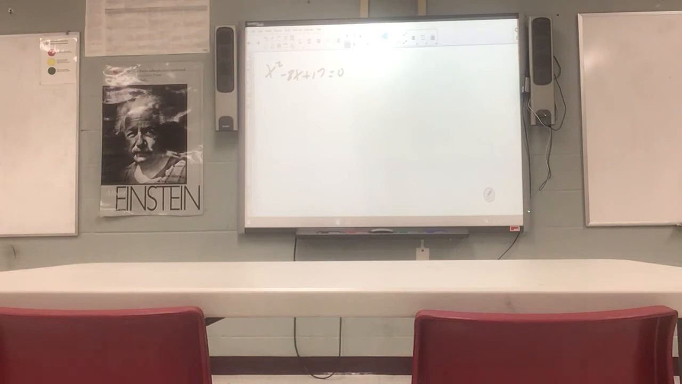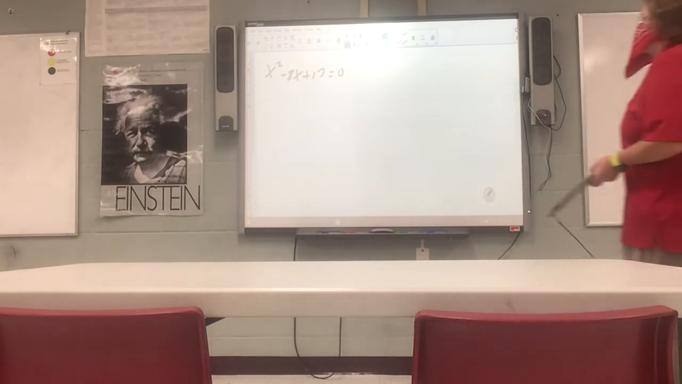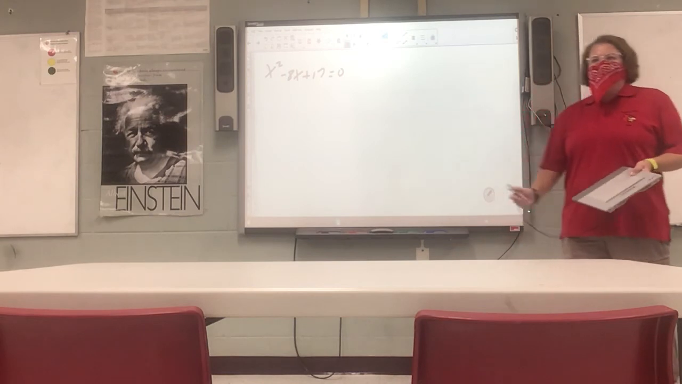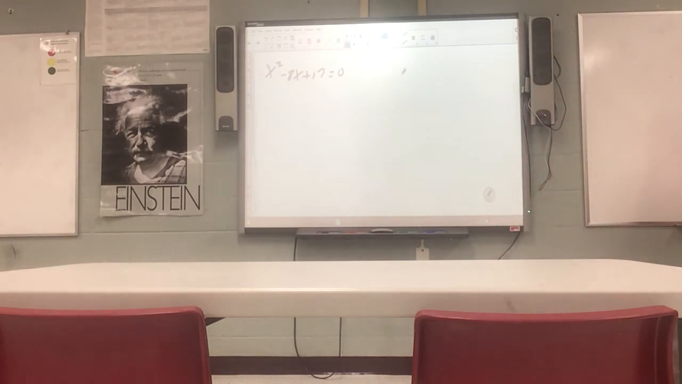Okay, so the directions here say, use the discriminant to determine the number and types of solutions. So, first off, discriminant has to do with the quadratic formula. Quadratic formula, we need it in standard form. Are we in standard form? Yeah, so actually we're ready to go this time. So what's our a? 1. What's our b? Negative 8. And our c? 17.